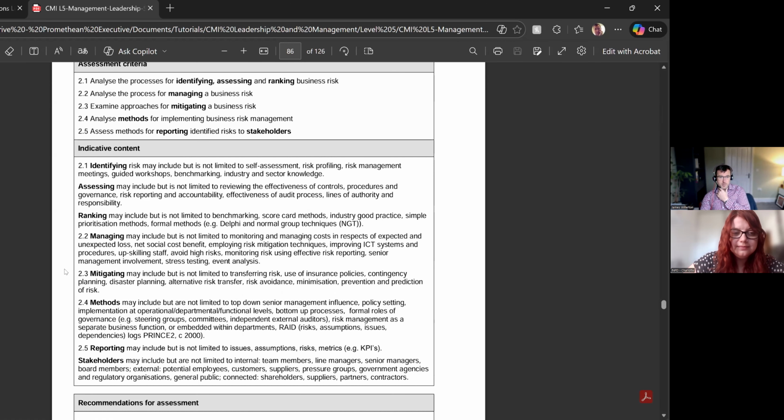2.4, analyze methods for implementing business risk management. So this is the wider piece here a little bit in terms of the business and how we make sure that we're able to get risk on the agenda and implement business risk management effectively. That might come from leadership, top-down influence, policy and structures and procedures. It could be that, again, that governance piece to tighten that up so that we've got clearer lines of responsibility and accountability for more stuff.